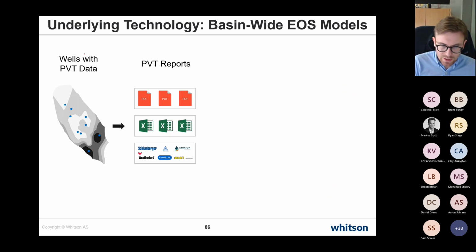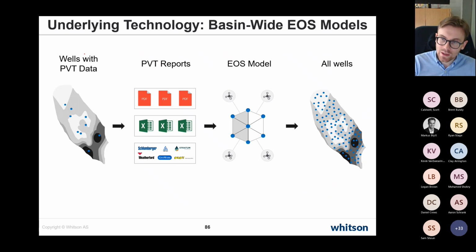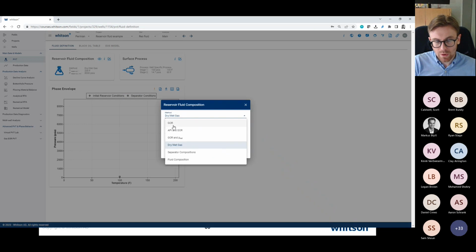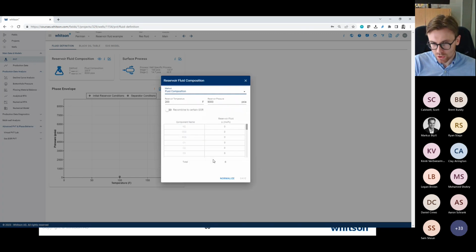The goal of collecting this data and QCing this data is to create an equation of state model for the entire basin. The beautiful thing is that when we've been able to create that, we now have a tool that allows us to go into every single well in the basin and predict PVT properties with very minimal data. The minimum amount of data you need would be the GOR input right here, which we'll show a practical example of a little bit later. If you have the full-blown composition, you can also input that if you like.